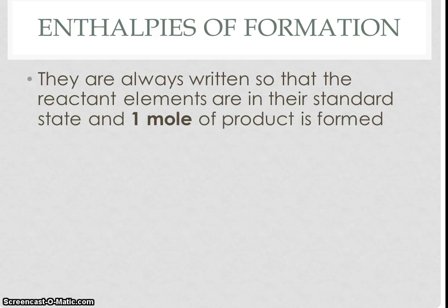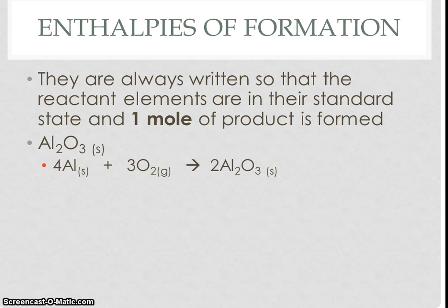When we deal with enthalpy of formation problems, they're always written so that the reactants are in their standard state and we have 1 mole of product on our product side. So here's an example. Let's say that we want to write the enthalpy of formation equation for aluminum oxide. Well, that means that the aluminum oxide is going to be a product and we're going to be forming it from its elements. So we'll write out our equation and balance it.